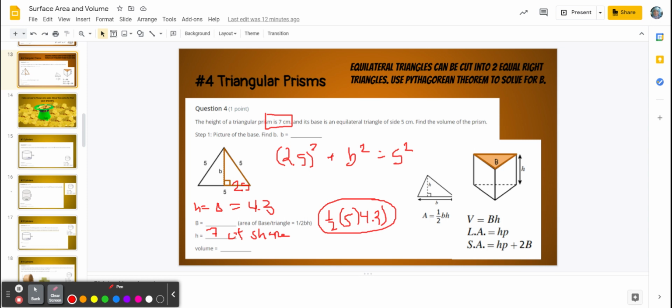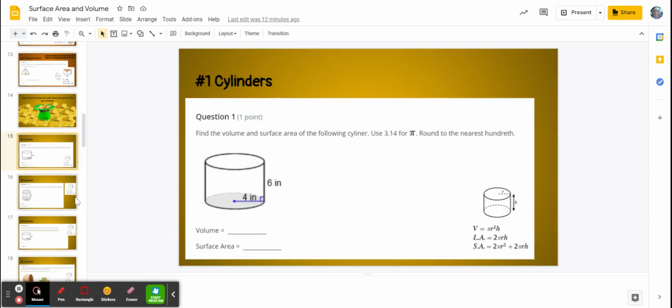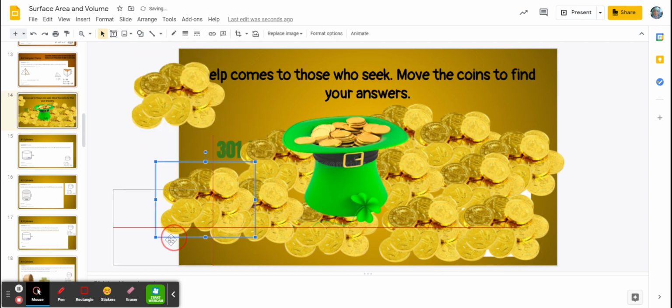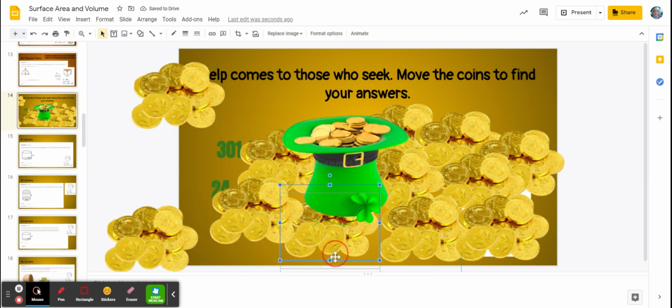If you're stuck on triangular prisms, I would suggest you skip that one at this point and go to cylinders. You want to do as much practice in these as possible. Find the easy ones. The last question on each slide is definitely the hardest. Cylinders is a lot easier. So if you're struggling with triangular prisms, just move on to that one. And if you move all these little pieces of gold, you've got all your numbers down here.